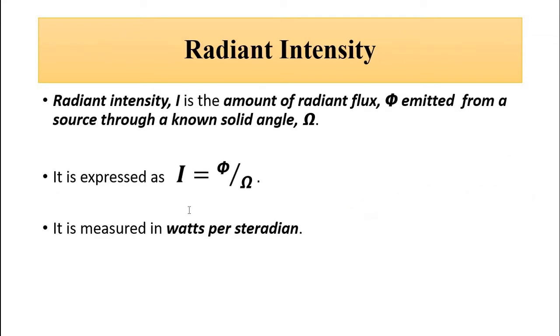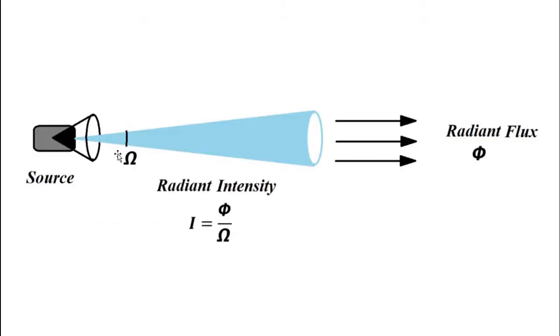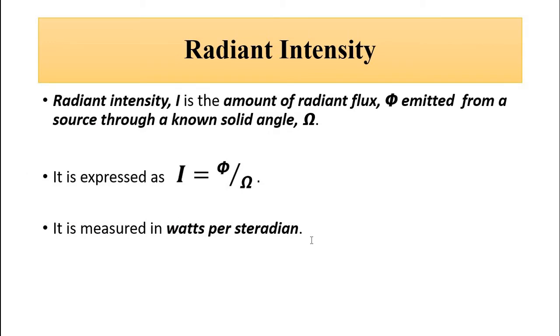Radiant intensity is similar to luminous intensity, which we have discussed. It is the total radiant power emitted per unit solid angle omega, the ratio between the radiant flux, the radiant power, and the solid angle. It is measured in watts per steradian. Luminous intensity was lumens per steradian; here it is watts per steradian.